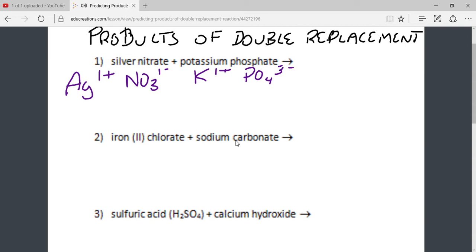The charge of 1 positive for silver and 1 negative for nitrate creates a compound with 1 of each ion present. Since the charge of potassium is 1 positive and the charge of phosphate is 3 negative, the ratio is not 1 to 1. This would require 3 potassium but only 1 phosphate ion.